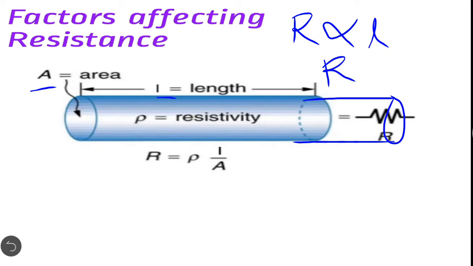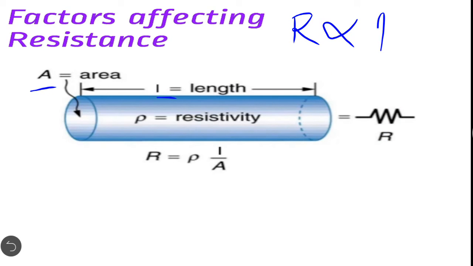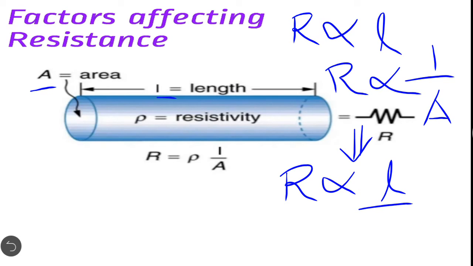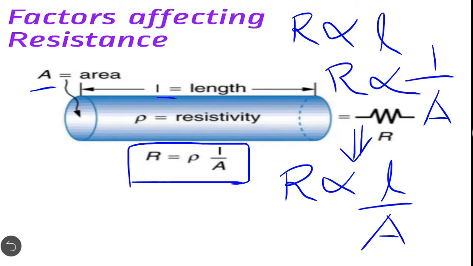So we have this relation that R is directly proportional to L and inversely proportional to A. By combining these two relations, we get R is directly proportional to L by A. On equating it, you will get this equation. It is the equation to find the resistance of any material. So this is the formula, you have to remember it.